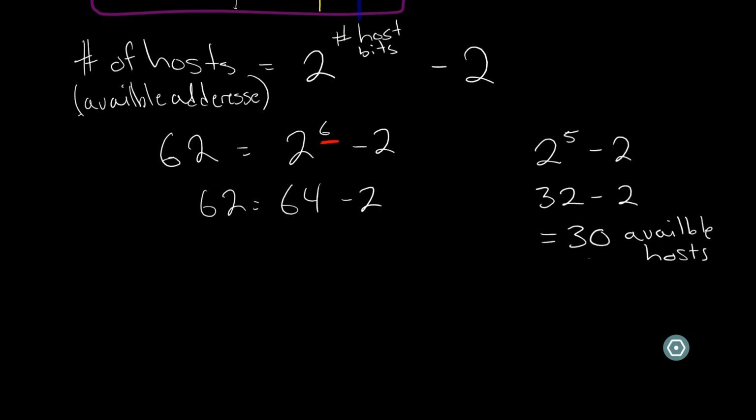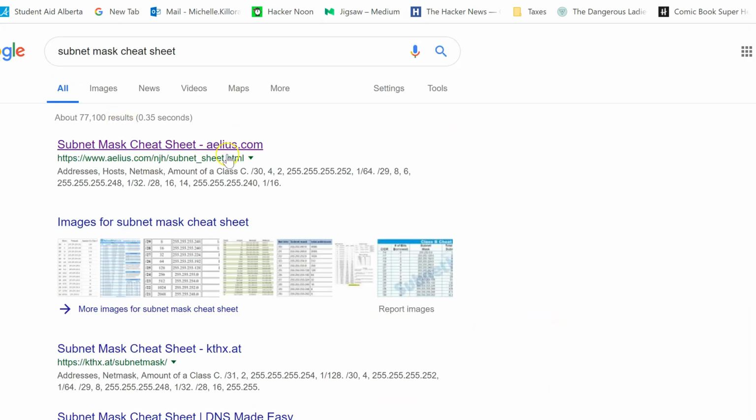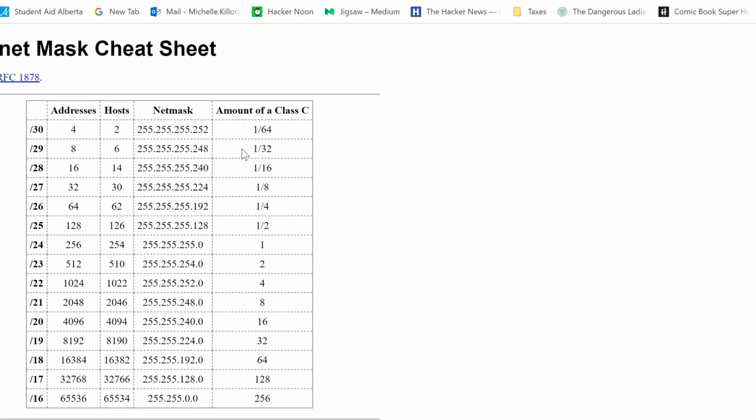So there's other ways that we can look up this data. For example, you can look up a subnet mask cheat sheet and look at that information. So I'll pull one up now. The top link that you're going to see is this alias.com. This is actually a pretty good cheat sheet, and you can have this open during the exams. So if you're looking, for example, at the number of hosts, we know we need 62 hosts.